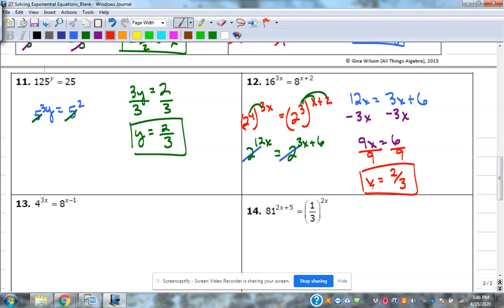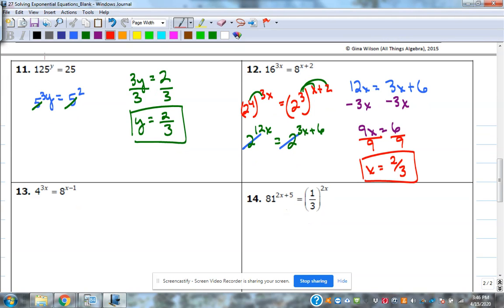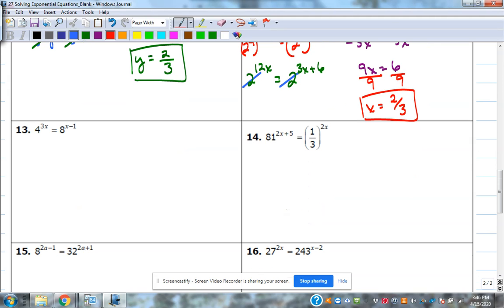Okay. All right, looking at number 13. 4 and 8. 4 times 2 is 8, but that's not exponential. That's just multiplication. So I think 4 is 2 squared. 8 is 2 to the 3rd. Multiply it out. 2 to the 6x. 2 to the 3x minus 3. So it's just multiplying the exponents. Drop the 2s.